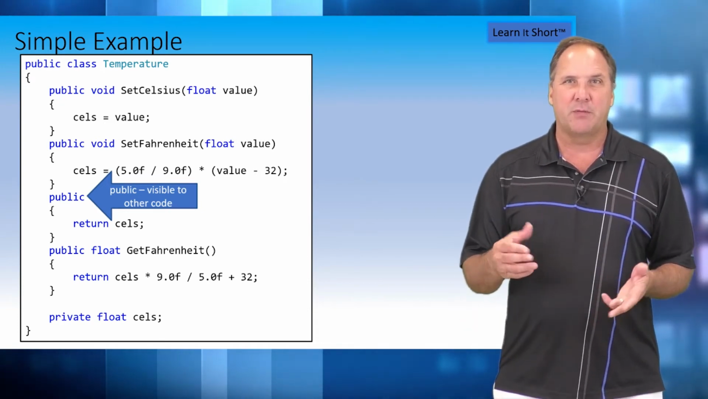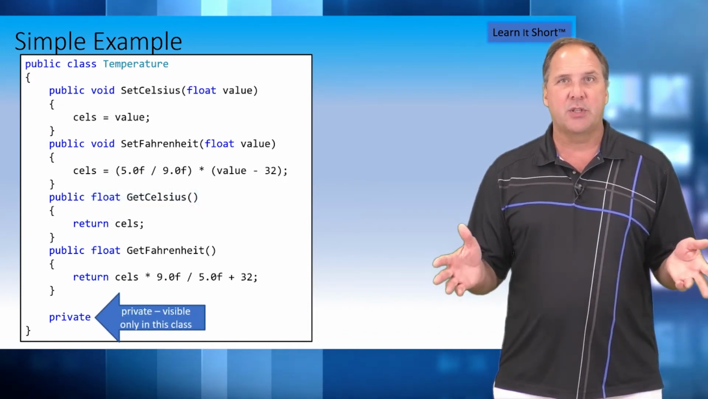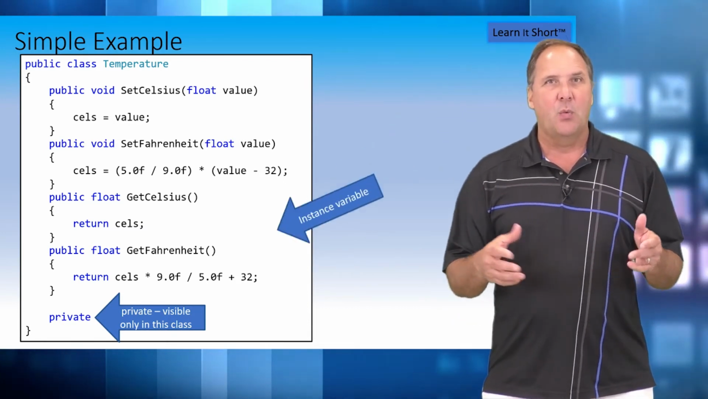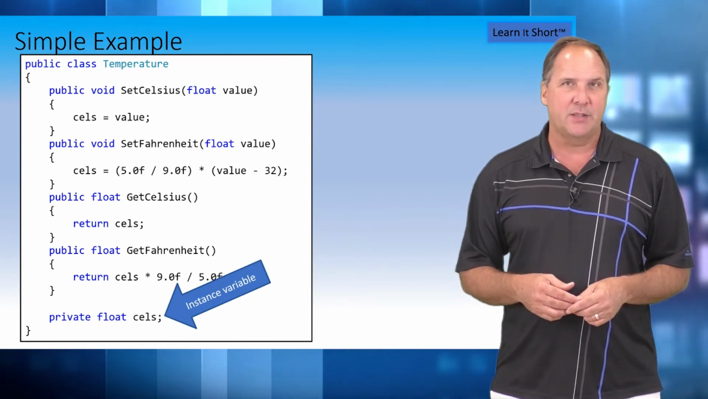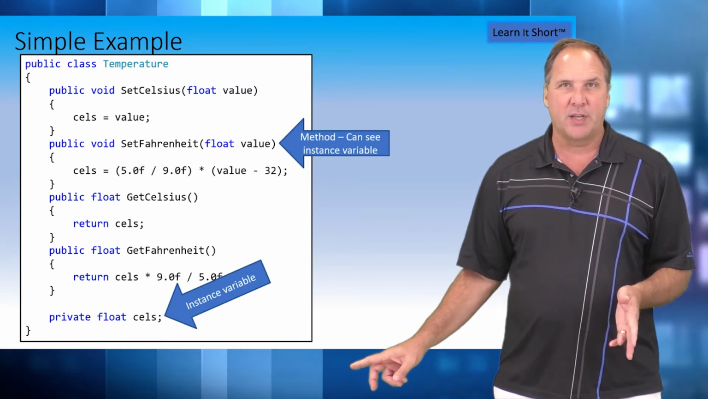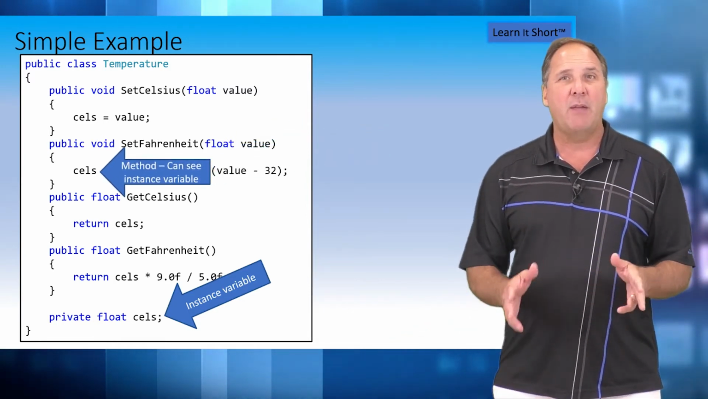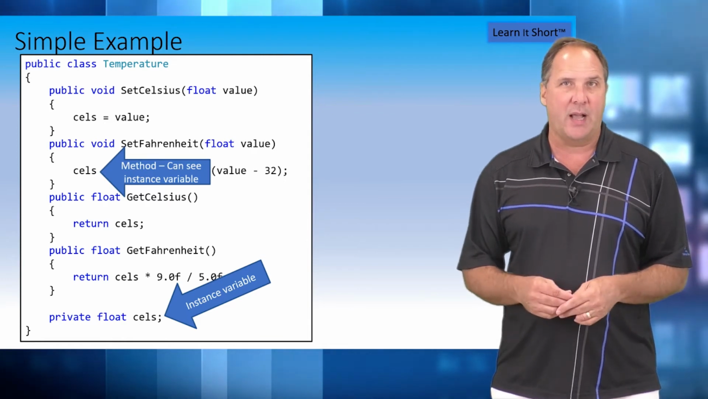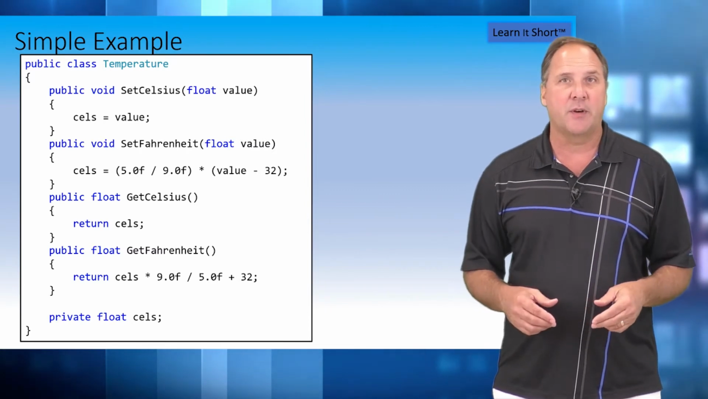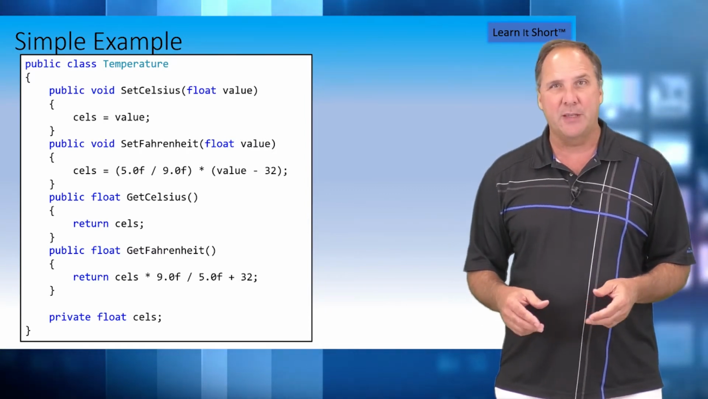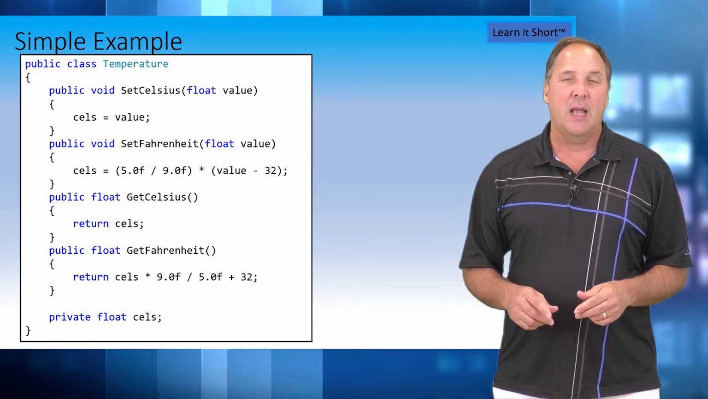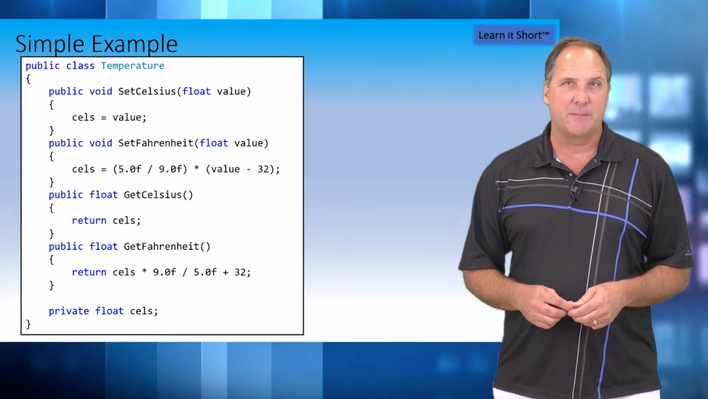The first four members of the class are methods. These are just simple setters and getters. Notice that within the methods, we can see and modify the instance variable cells. Now, down at the bottom, we define the data member cells as private. Private means that it's only visible within the class. We call this a data member, or some people call it an instance variable, or sometimes we call it a field. It's typical to define methods as public and instance variables as private.